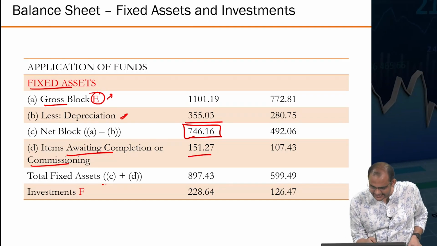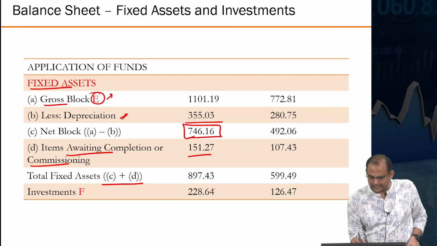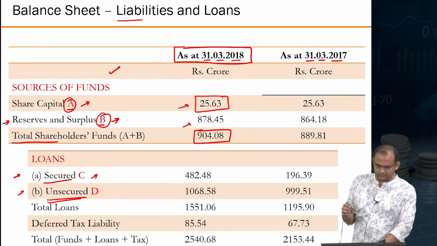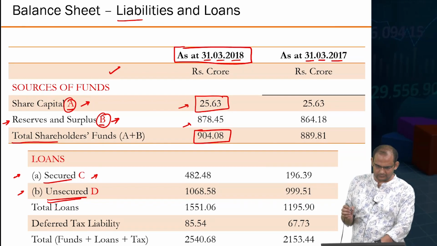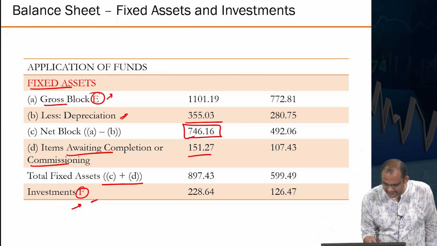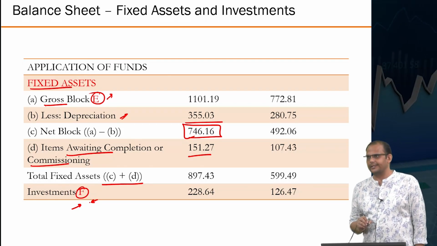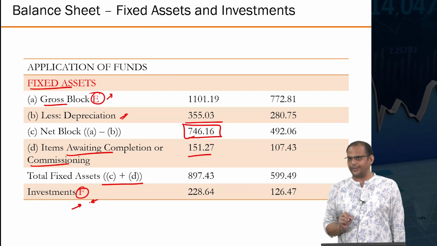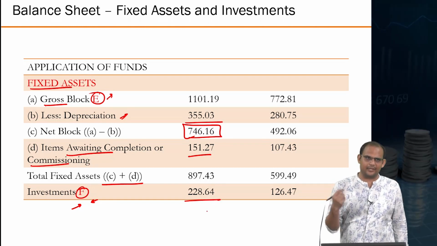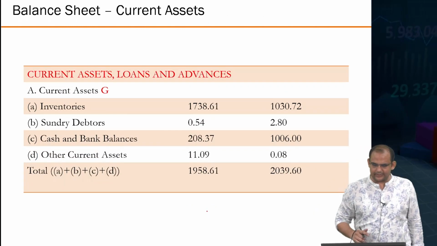So the total fixed assets is essentially this sum, and these investments are the investments that you as a company hold. That's the information that has been given to you here. That is part of your assets, right? This is the income that you are getting from them. So we'll start from here.